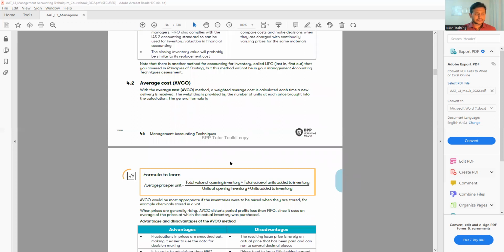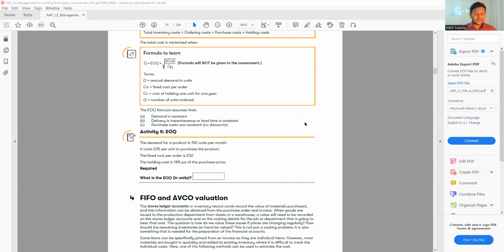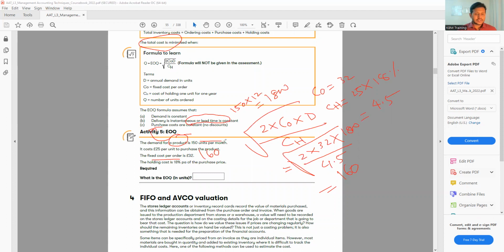It's very simple, as I said, you need to use the formula. Which one you didn't understand? You can see here, all you need is to use the formula. So you have 2 times CO times D. CO represents the cost of ordering, that is 32 in the question, they give it to us.